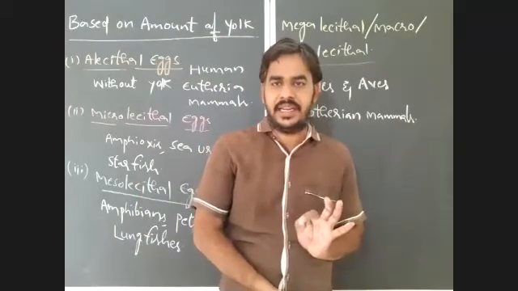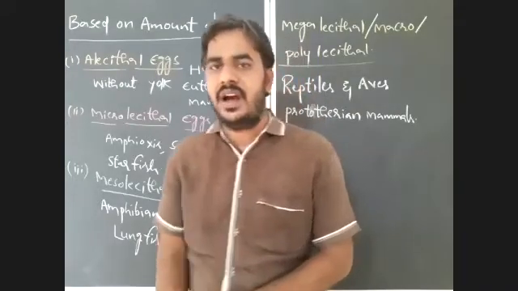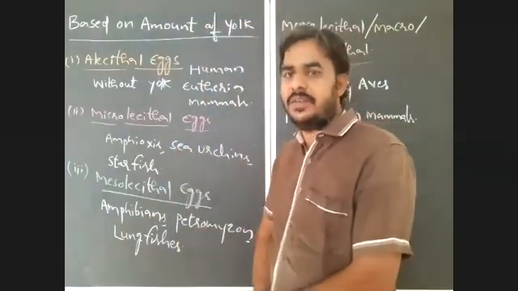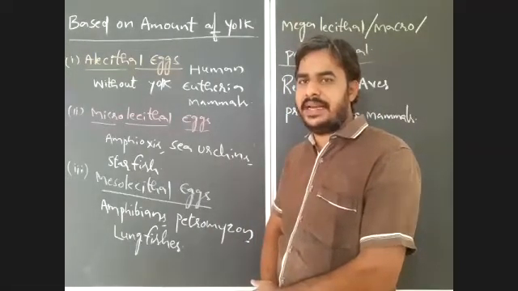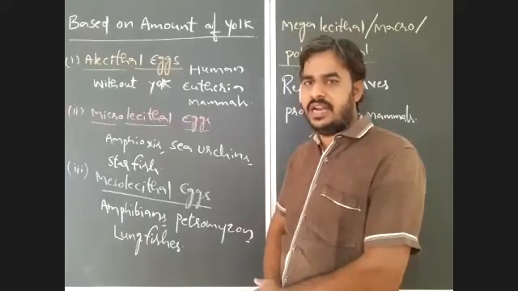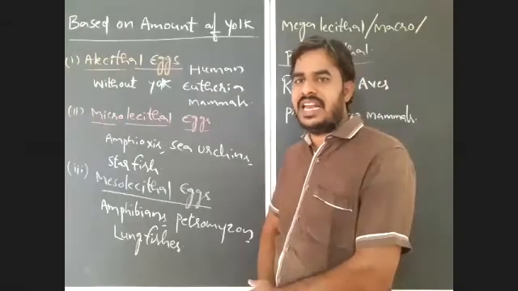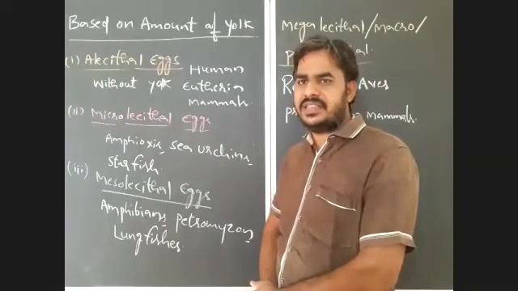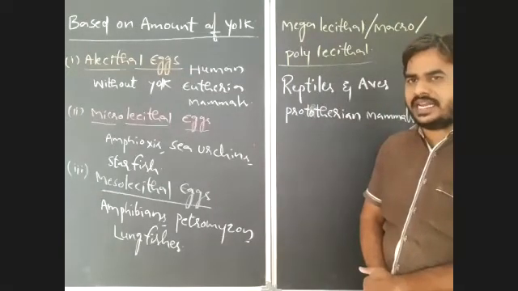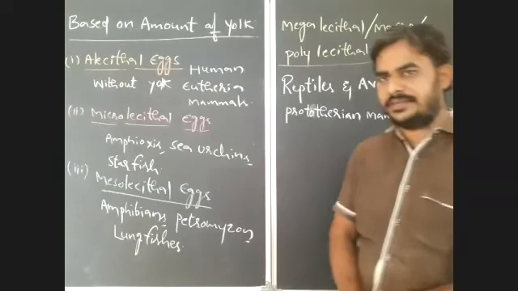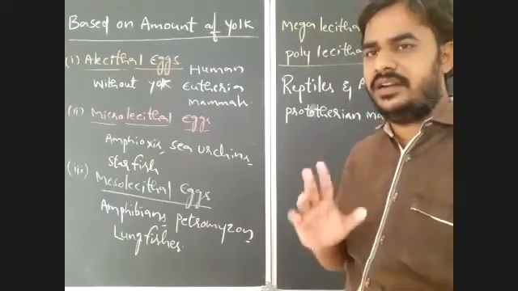Once again, I am repeating. In humans and also in all eutherian mammals, there are alecithal eggs. Whereas in Amphioxus, sea urchins and starfishes, microlecithal eggs are there. And mesolecithal eggs are the characters of amphibians, Petromyzon, and lungfishes. Megalecithal eggs are the characters of reptiles, aves, and also egg-laying prototherian mammals. Okay, so that we have to remember here. Is it clear? Right.